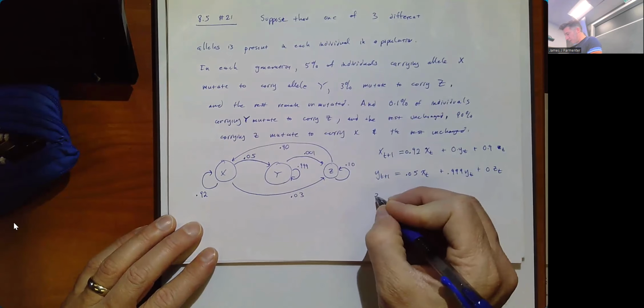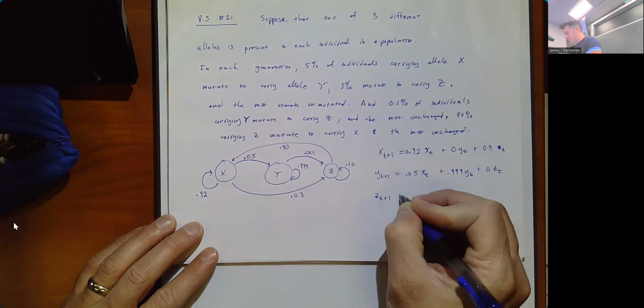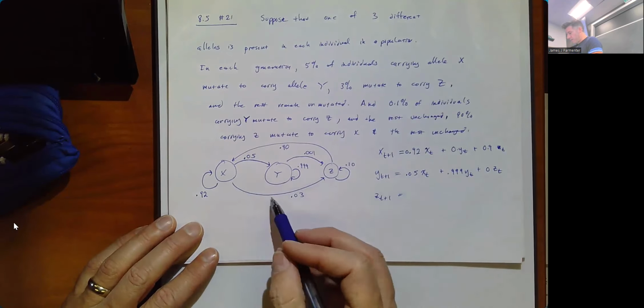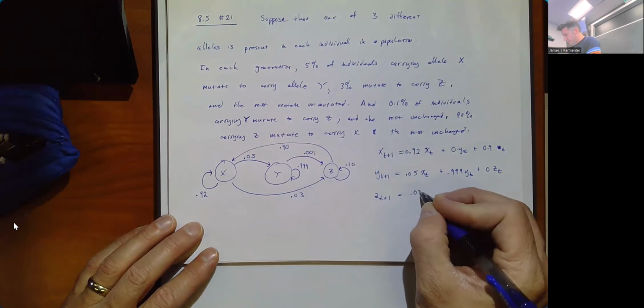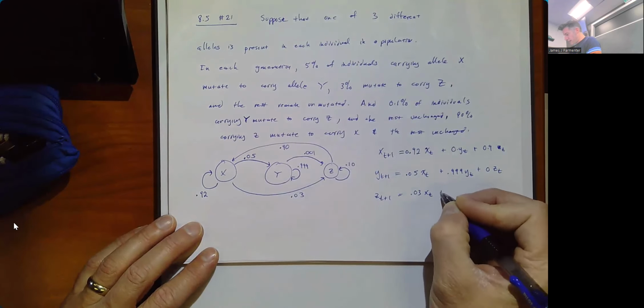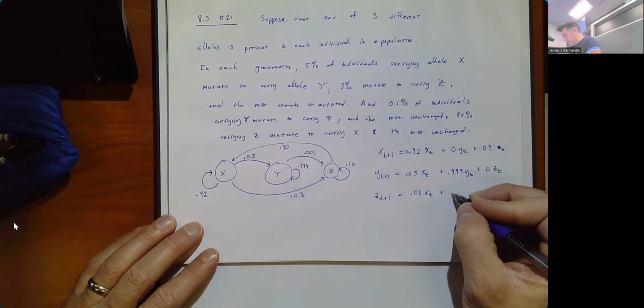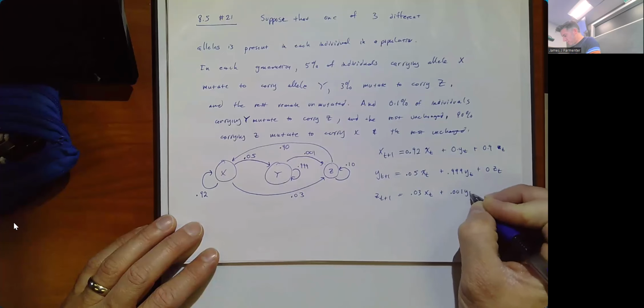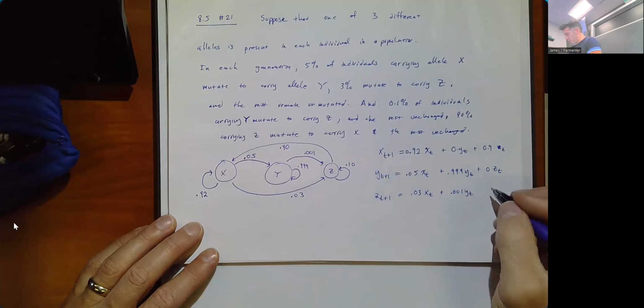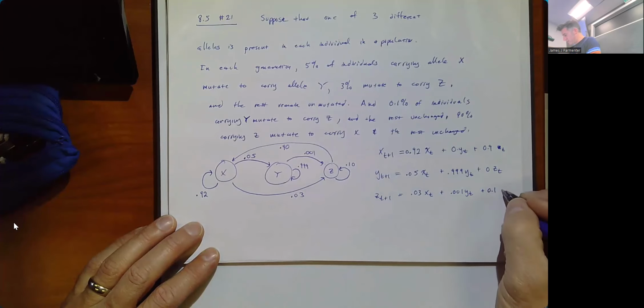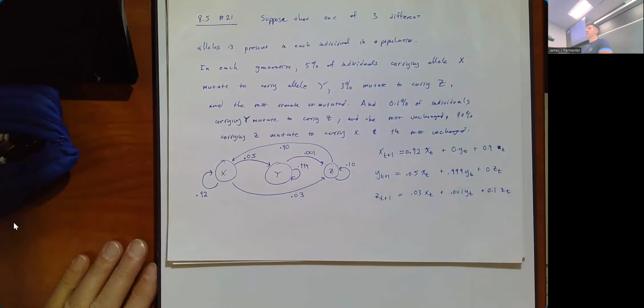Finally, what's going into z? Well, let's see. We have 0.03 times x sub t, plus how much y? 0.001 times y sub t. Finally, how much z? 0.10, or just 0.1. That is our system of difference equations, which again is kind of a pain to write out.